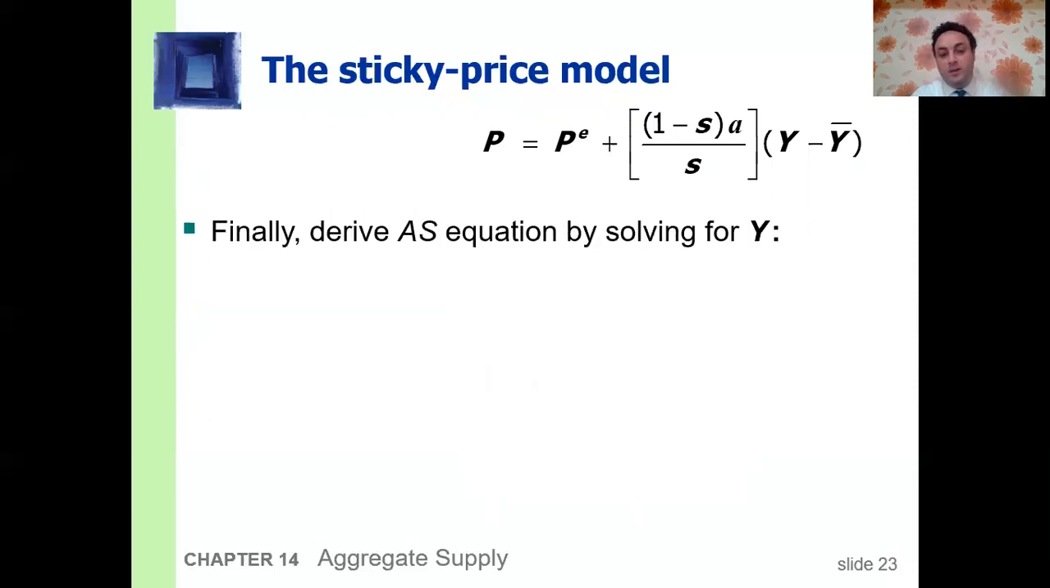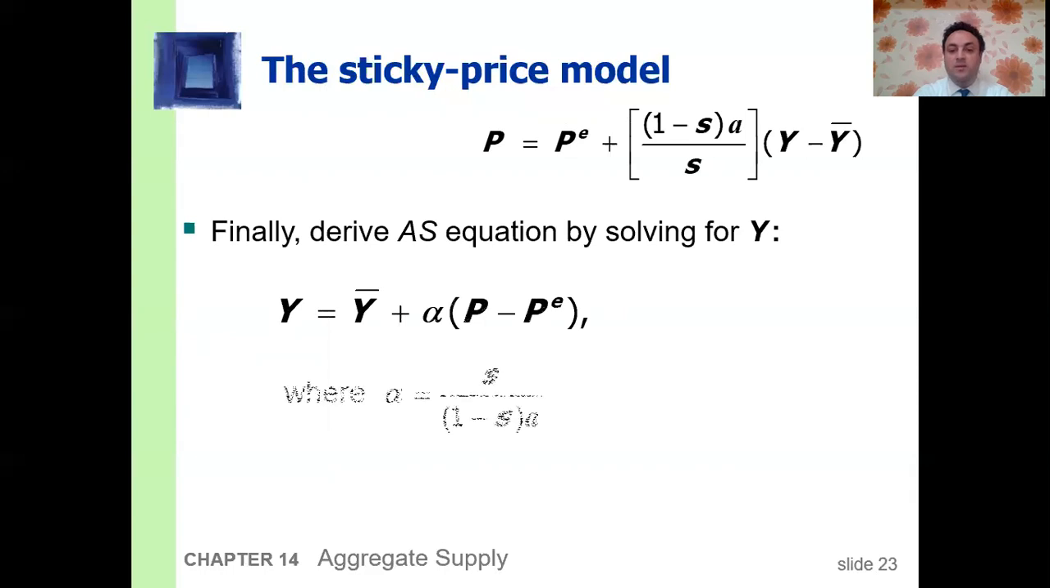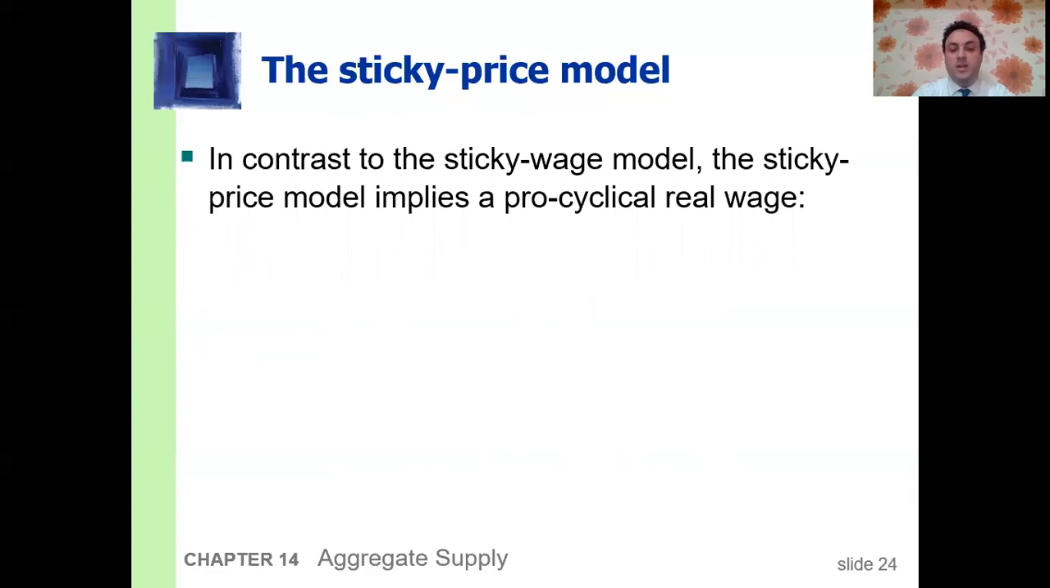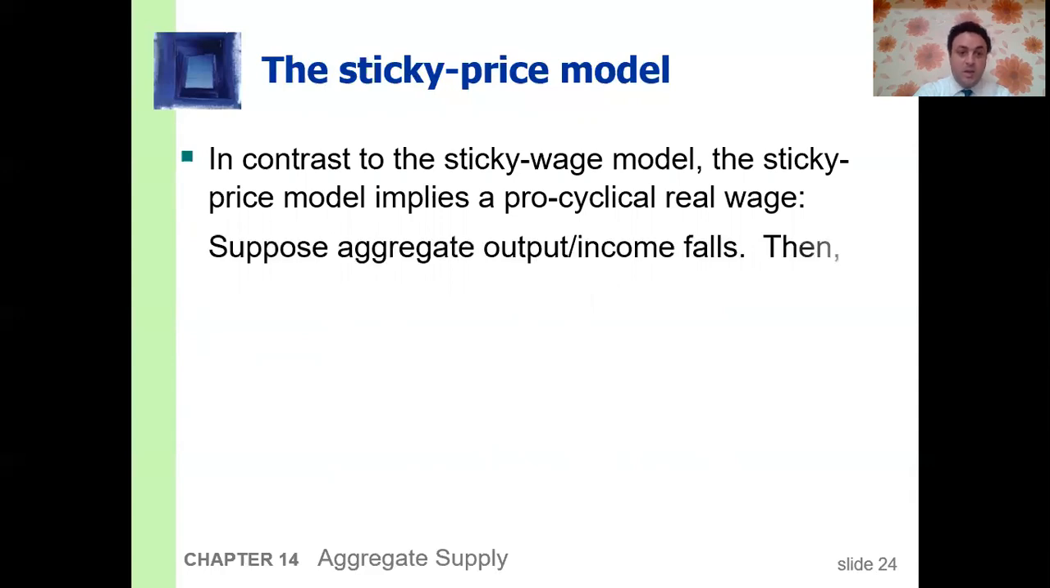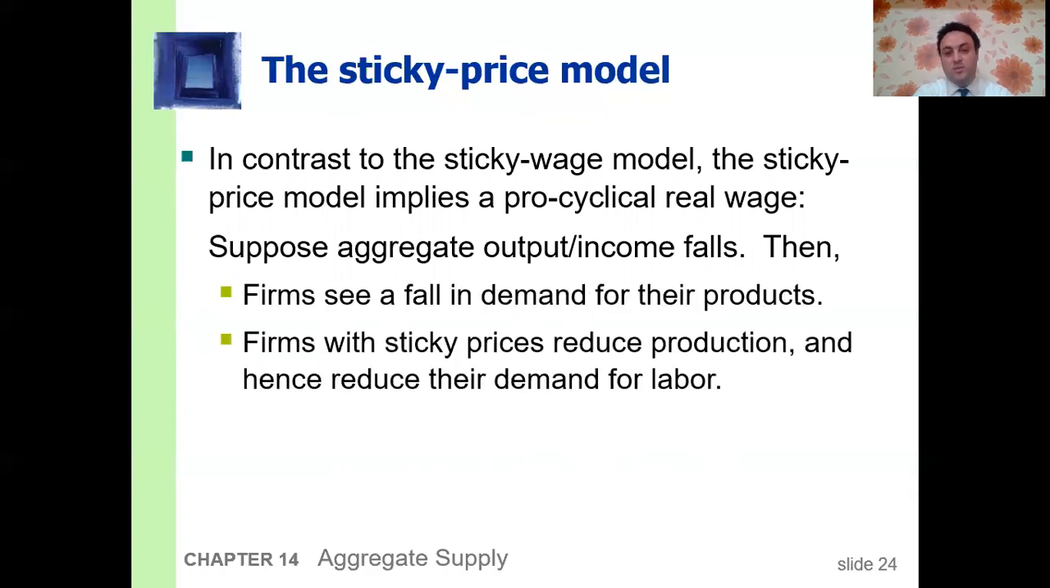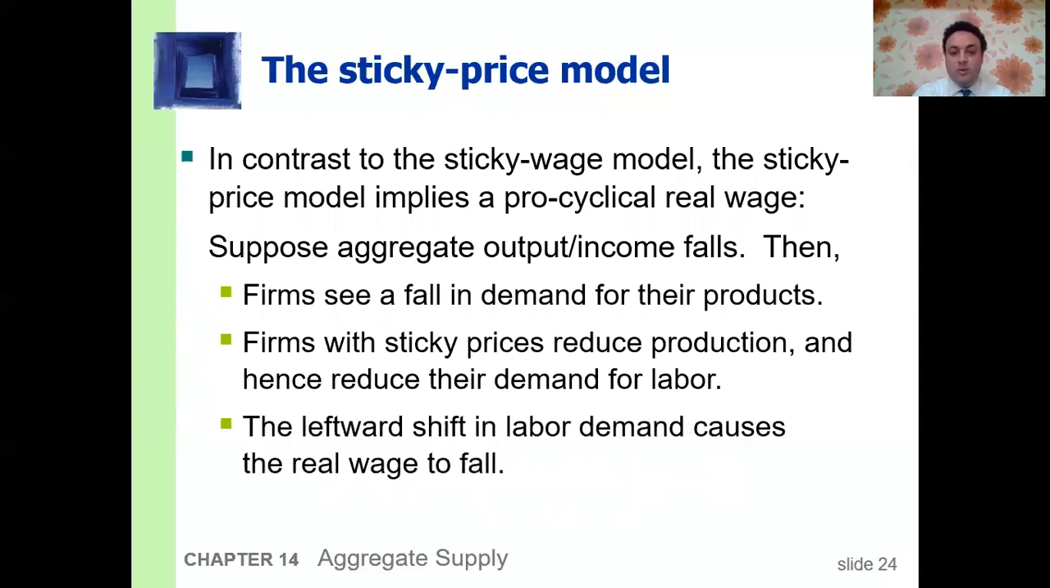So finally, we derive the aggregate supply equation by solving for income. In contrast to the sticky wage model, the sticky price model implies a pro-cyclical real wage, rather than a counter-cyclical real wage. Now, suppose aggregate output or income falls, then firms see a fall in demand for their products. Firms with sticky prices reduce production and hence reduce their demand for labor. The leftward shift in labor demand causes the real wage to fall.